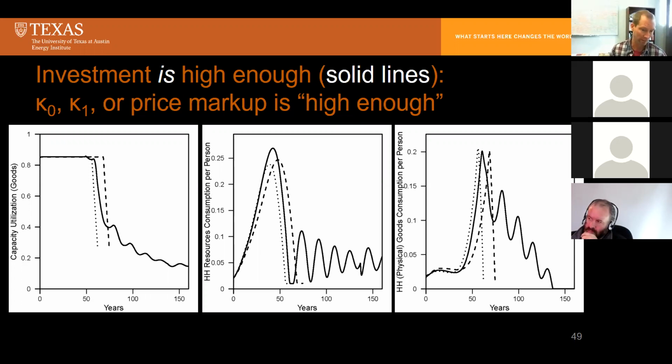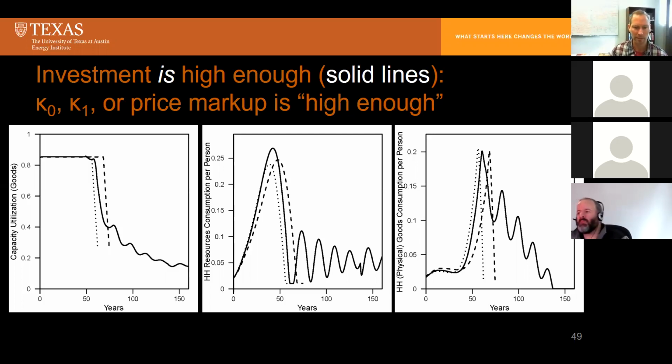The one on the left is the capacity utilization of goods. So this is there to just tell you how much the capital is operating. In the model, they operate at a maximum, or a normal level, if you will, of 85%. So that's why it's flat at the beginning at 85%. So that's the capacity utilization of the goods capital.